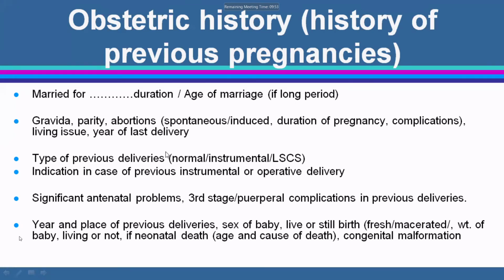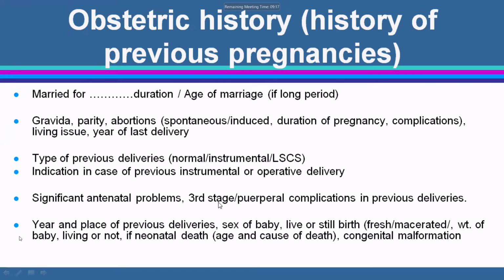Also, you should mention the type of previous delivery, whether it is normal delivery, instrumental, or cesarean section, and in case of previous instrumental or operative delivery, you should mention the indication why it was done, right? And if there is any significant antenatal problem, antenatal means during pregnancy, okay? If she had pregnancy-induced hypertension or diabetes or antepartum hemorrhage at that time, all these terminologies we will be coming to in later classes, okay? So if she had any problems during pregnancy, you should mention it.